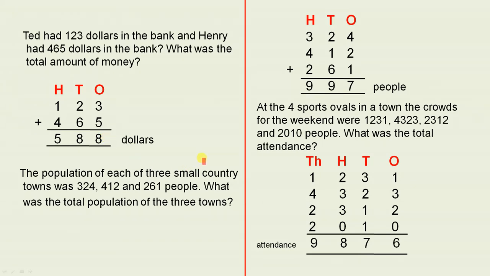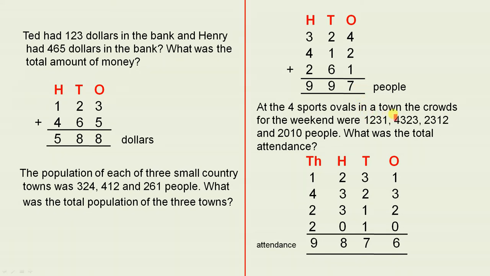The population of each of 3 small country towns was... Those 3 numbers represent the population of each of the towns. What was the total population of the 3 towns? We write down the 3 numbers in columns perfectly. The ones column, the tens column, and the hundreds column. Make sure you write them down. 324, 412, and 261. Add those up to get 7. Add those up to get 9. And add those up to get 9. And you've got 997 people.